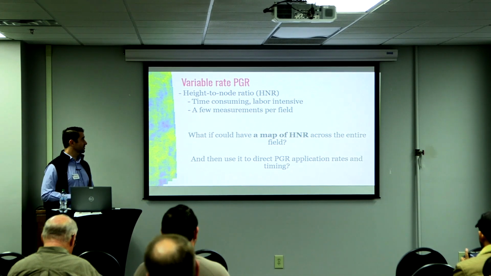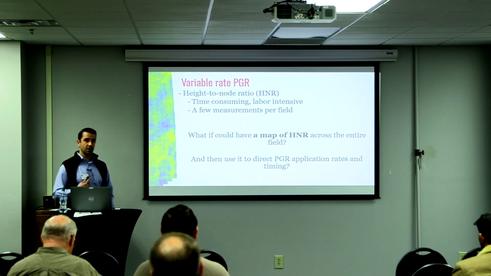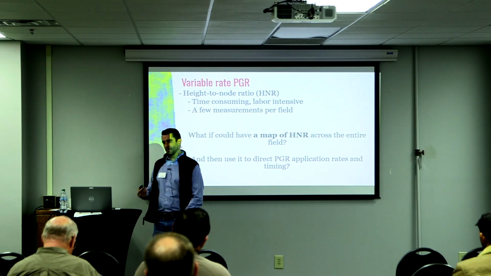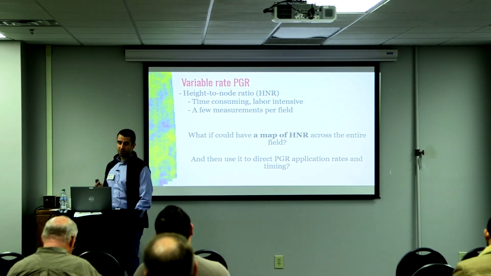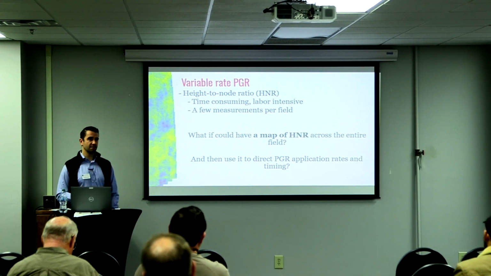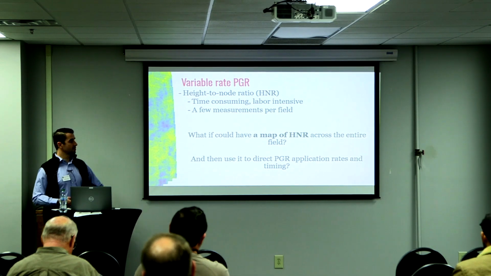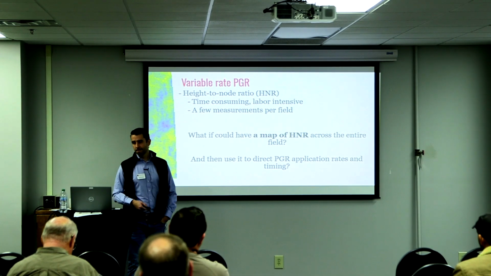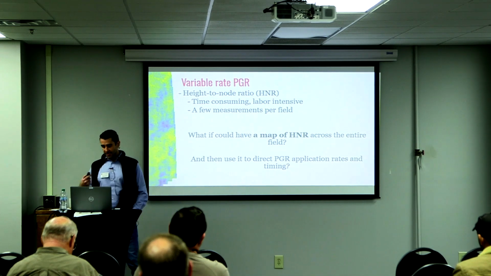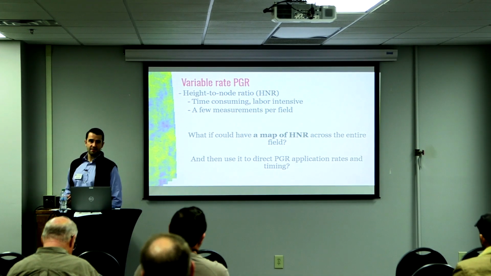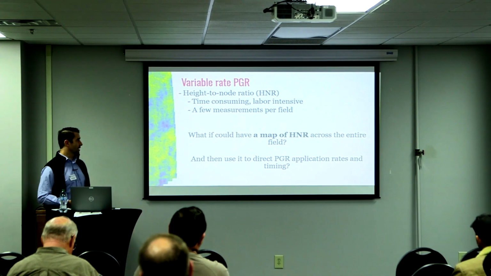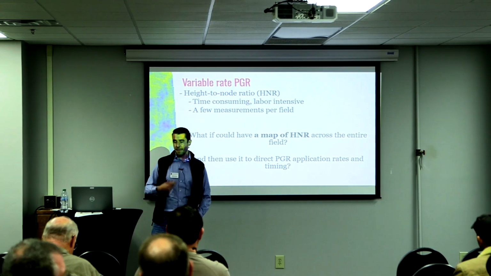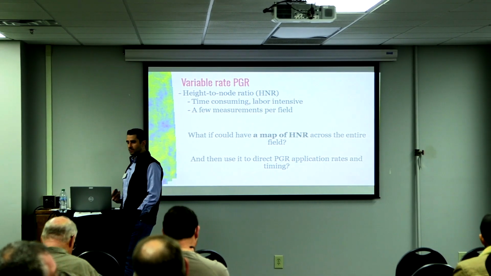I'm sure you know this is very time consuming. It requires a person to go out there and take these measurements at multiple points across your field. You're most likely going to have spatial variability in that field, so even if you take some samples from some spots, you're still going to have some variability there that you may be missing. And so the idea here is, what if you could have a map of height to node ratio across your entire field, and then you could use that map of height to node ratio to direct your PGR application rates and timing.